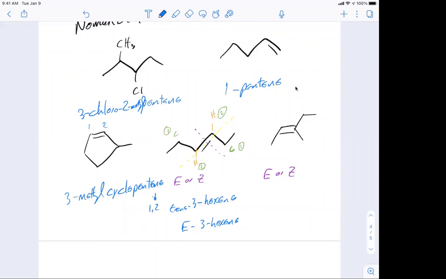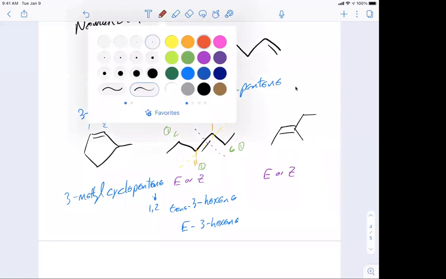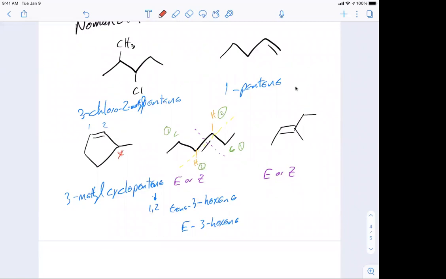Is there a chiral center in the cyclopentane? There would be a chiral center in the cyclopentene, but it is not identified. So this position right here is a chiral center, but it's not identified, so you don't have to name it.